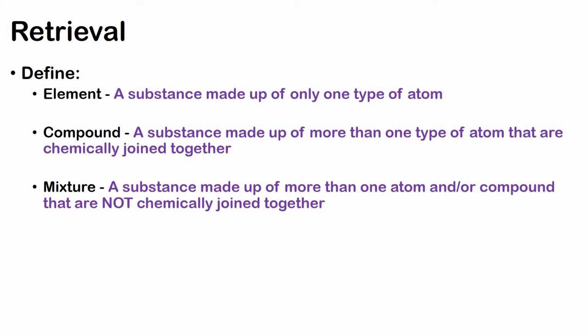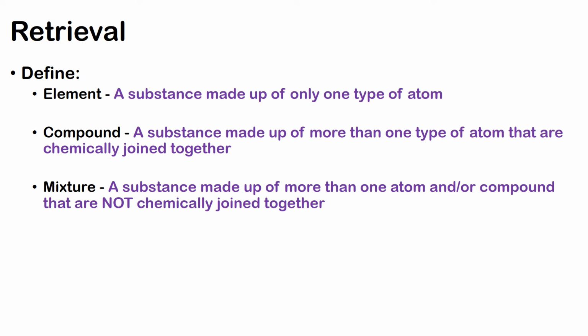So an element is a substance made up of only one type of atom. Okay, it's important that you've written down one type of atom. A compound is a substance made up of more than one type of atom, and those are chemically joined together, so they have to be held together by a bond. Now a mixture is a substance that's made up of more than one type of atom or compound, but they are not chemically joined together.